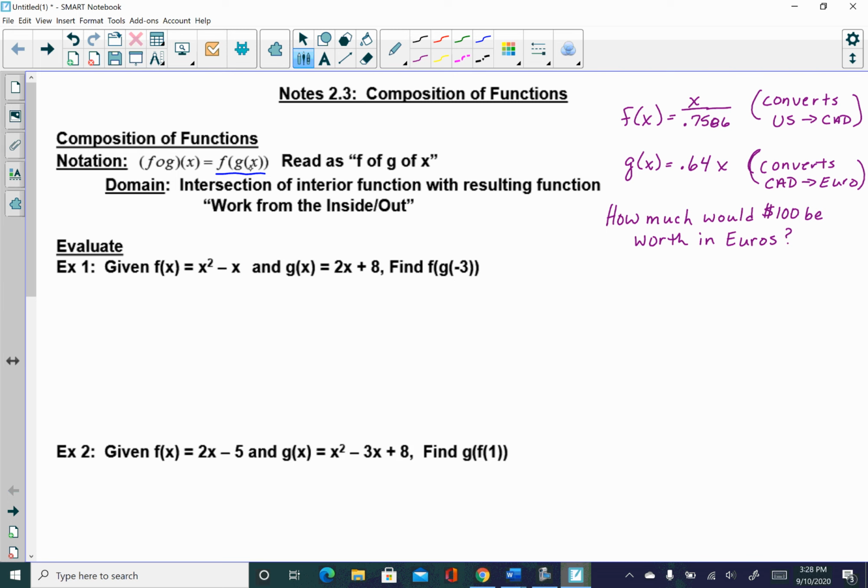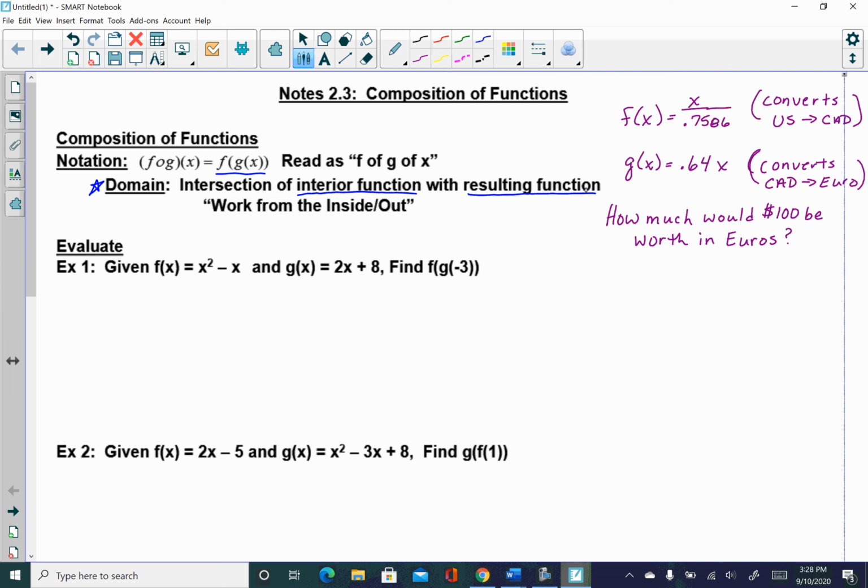For these composition of functions, you will always be working from the inside out. So you'll compute your g of x function and then take that answer and plug it into, in this case, the f of x function, because you're working from the inside out. We'll also be, again, interested in the domain. As I've said before, anything that you see in this course, you don't brain dump, you continue to use it over and over again. So domain is one of those things. The domain for composition of functions is the intersection of your interior function with the resulting function. Of course, I'll demonstrate that for you here in a few moments.